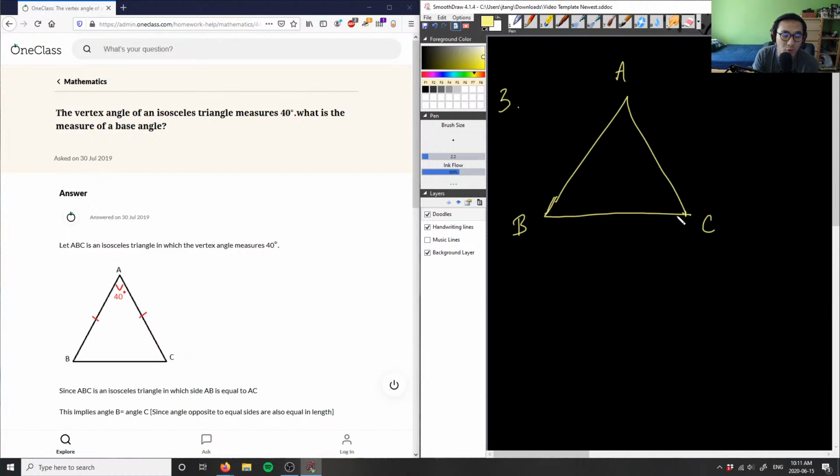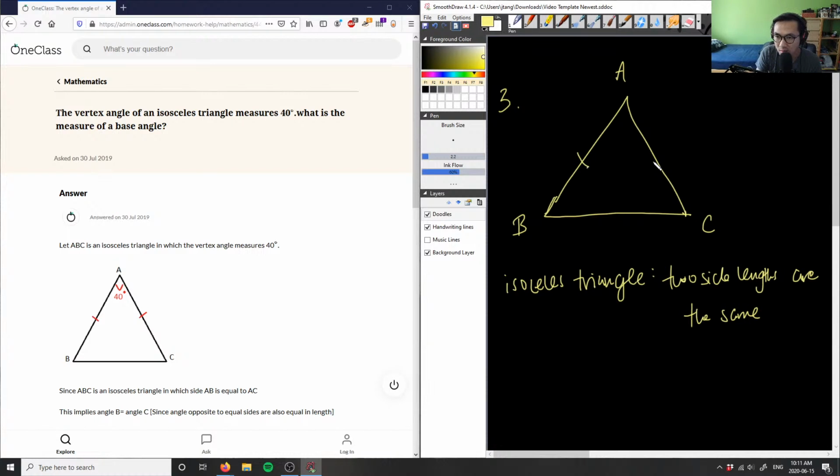So what we have is the vertex angle of an isosceles triangle. The vertex angle here would be this angle A, because an isosceles triangle means that two sides are the same, right? So note that in an isosceles triangle, we have two sides that are the same. Two side lengths are the same. So we denote these with a small dash, right?